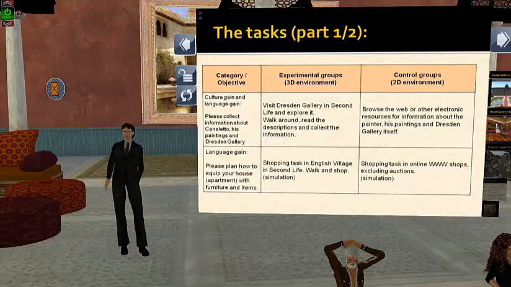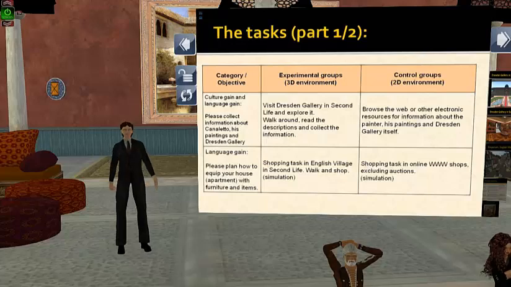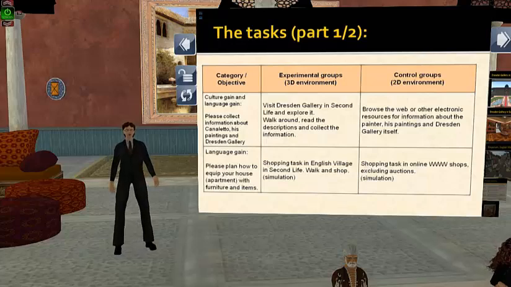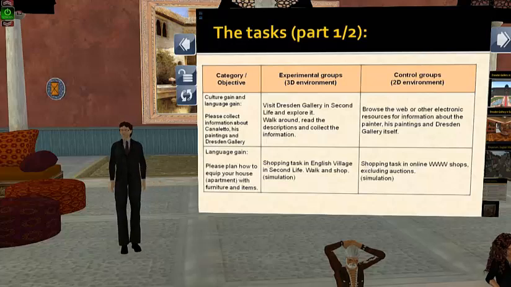There's an island in Second Life called English Village, not a big one, but very nice. So walk and shop. That was a simulation of shopping. I didn't want them to spend their lindens on anything. So their task was to go to the shop, find certain items. I gave them the list of the items I wanted them to find, and their task was to go to this or that shop, find those objects, and write down their prices.